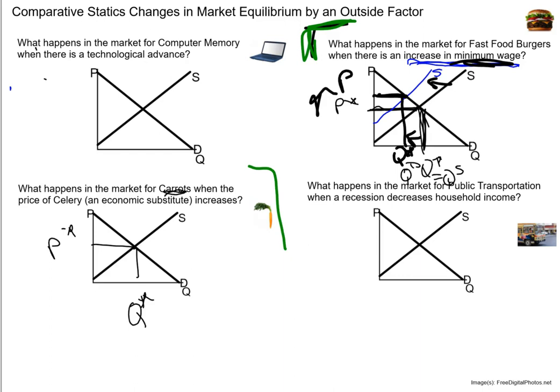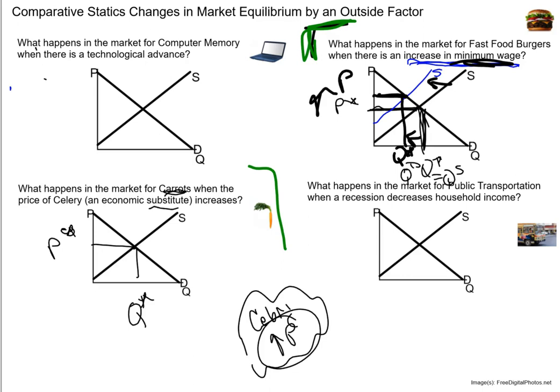So this is the supply of carrots, the demand of carrots, the price of carrots, the quantity of carrots, equilibrium price of carrots, where we've got a market equilibrium quantity of carrots. So the quantity demanded of carrots is equal to the quantity supplied of carrots. And now somewhere else in the world, there's a celery market. And in that celery market, for whatever reason, those celeries have become more expensive. Celery and carrots are economic substitutes.